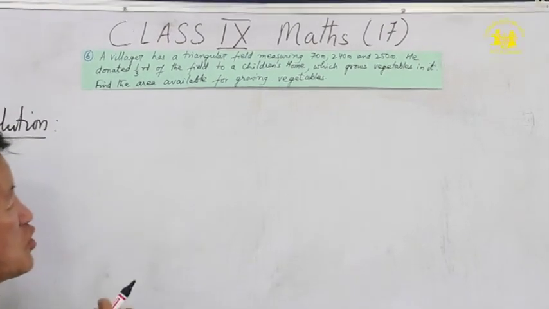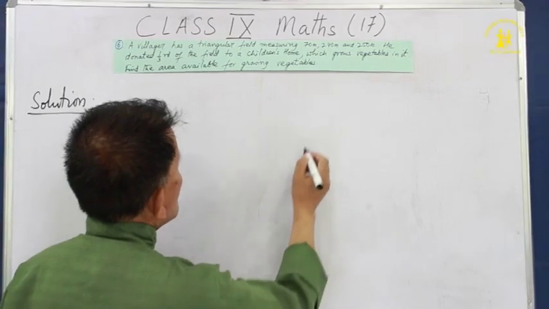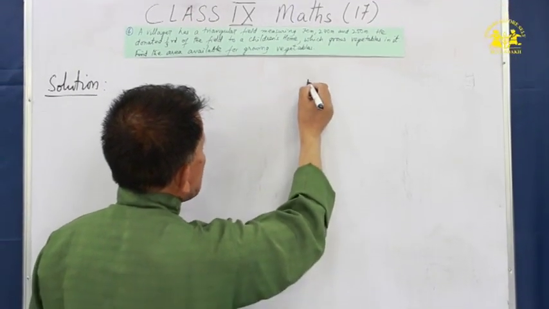Okay, now let's draw an approximate diagram. So in this, first we'll draw 70 meter.